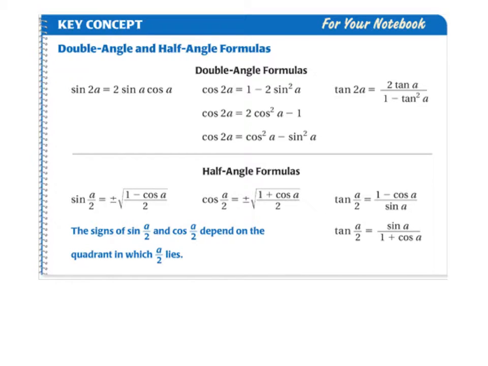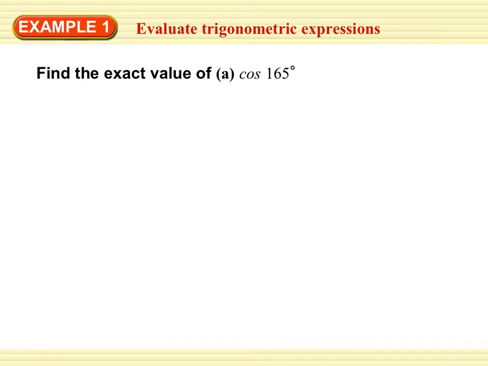All right, these need to be written down so you can access them easily. Double angle formulas and half angle formulas. Notice that the signs here and here depend on which quadrant A over 2 lies in, not A. So go ahead and write those down or highlight them in your notes.